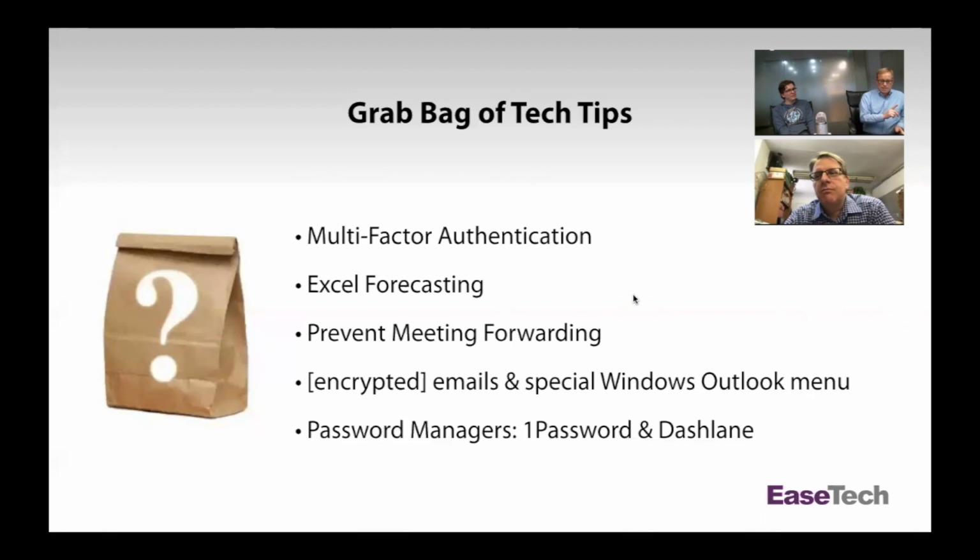So that's been my big thing. I'm going to jump past the Excel forecasting and to prevent meeting forwarding. So this is this one. You familiar with this one? A little bit. I'm assuming it kind of plays into the encrypted emails, that rights management kind of stuff.